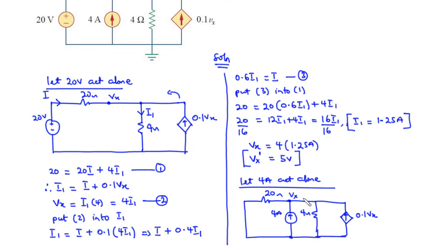So let's try to find the value of Vx. Now, whenever you go through a loop without passing through any other circuit element except 2 resistors, then it means that those 2 resistors are connected in parallel. So 20 ohms and 4 ohms are connected in parallel. So we can have the parallel combination.